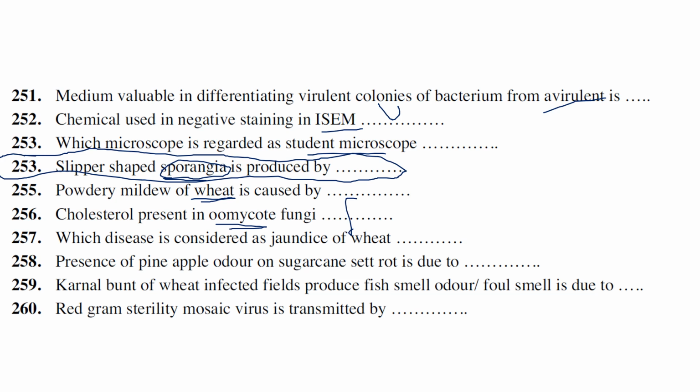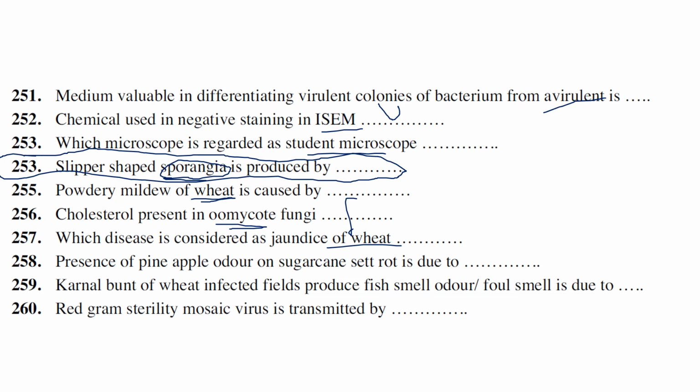Which disease is considered as the jaundice of wheat? So stripe rust, that is caused by Puccinia striiformis. This stripe rust is also known as yellow rust, which is generally considered as the jaundice of wheat, because of that yellow discoloration, we can consider it as the jaundice of wheat.